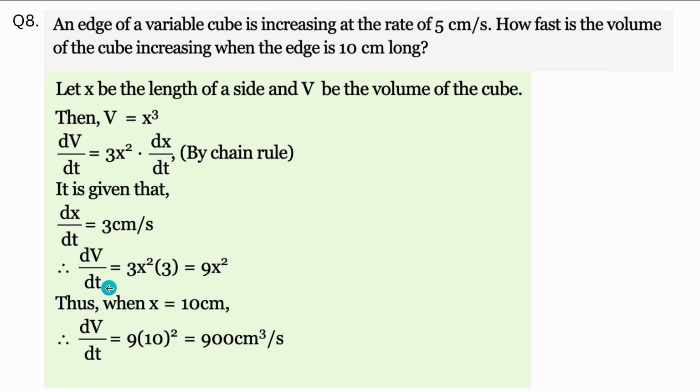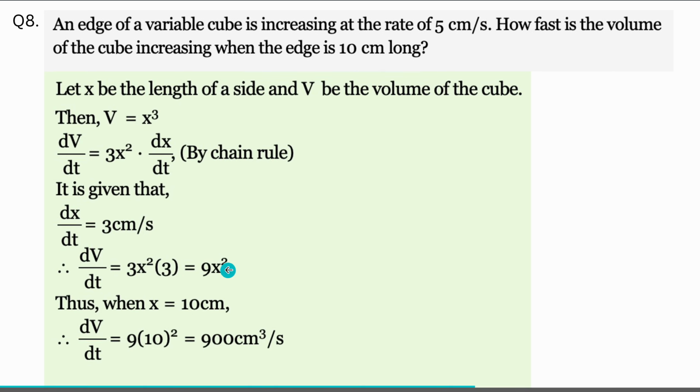So dV by dt is equal to 3x square into 3. It should be 5, but okay. So assuming now that it's 3, you get 9x square, and when x is equal to 10 centimeter, it is written here that when the edge is 10 centimeter long, so then you substitute the value of x. So that is 900, because the square of 10 is 100 and then into 9, so 900 centimeter cube per second.